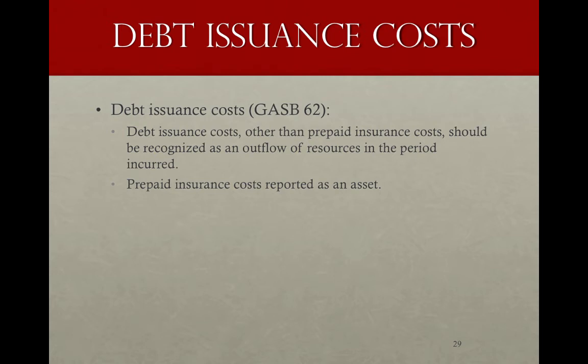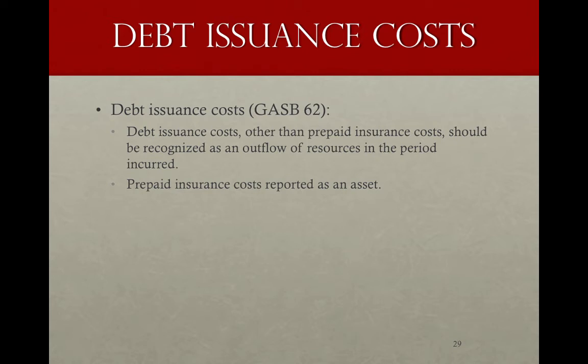Debt issuance costs are an example of finding out that something that was being reported as an asset on the books, in fact, wasn't an asset, wasn't a deferred outflow of resources, was actually a current period outflow of resources. So other than prepaid insurance costs, all other debt issuance costs should be recognized as an outflow of resources in the period in which they're incurred, probably when the debt is issued. So that's when they should be reporting an expense or an expenditure.